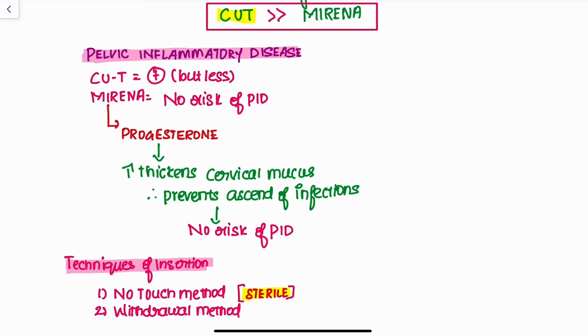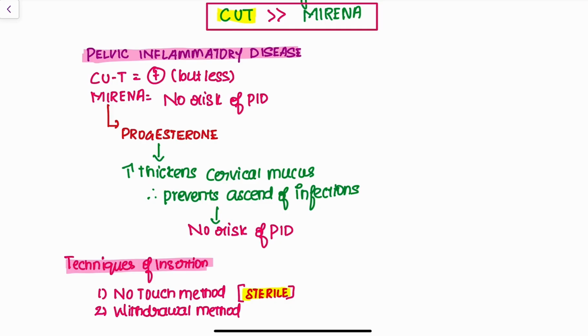It is because, see, in copper T, the main mechanism is that the copper is going to induce a sterile inflammatory reaction, right? Other than that, it is not going to prevent any transmission, or it is not going to prevent any ascent of infections. So therefore, the risk of pelvic inflammatory disease is present even though it is inserted with very sterile precautions. But with respect to MIRENA, there is no risk of pelvic inflammatory disease.